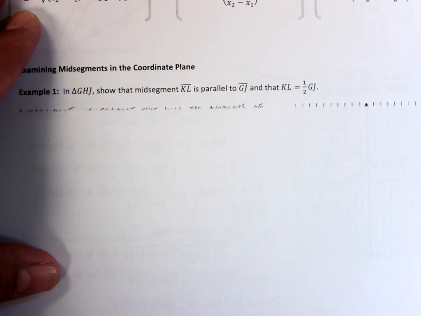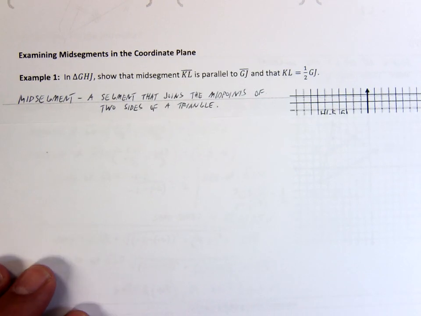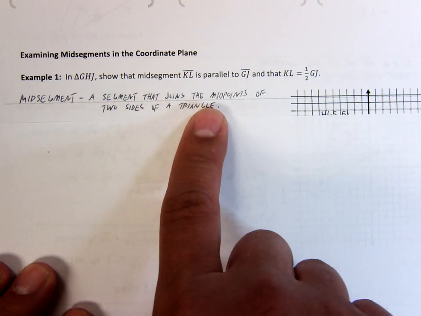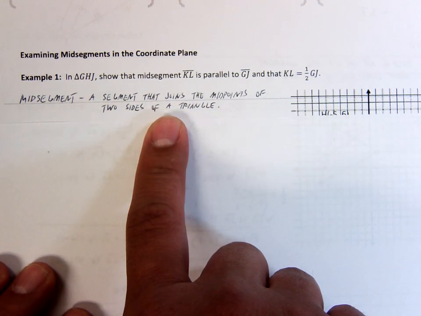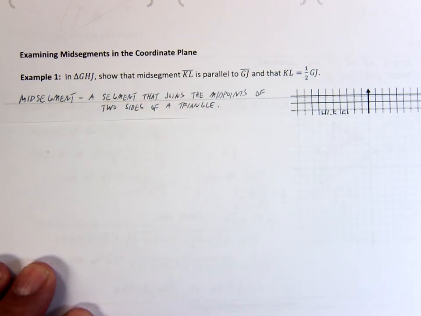First, what exactly is a mid-segment? They didn't give you a spot to define it, so I defined it for you there at the top. A mid-segment is a segment that joins the midpoints of two sides of a triangle. So I've got a triangle, I find the midpoints of two of the sides, and then I connect them. That's what a mid-segment is.